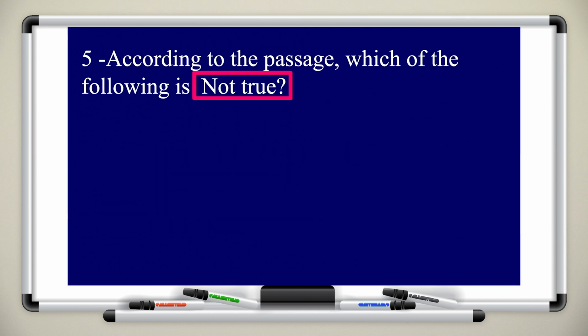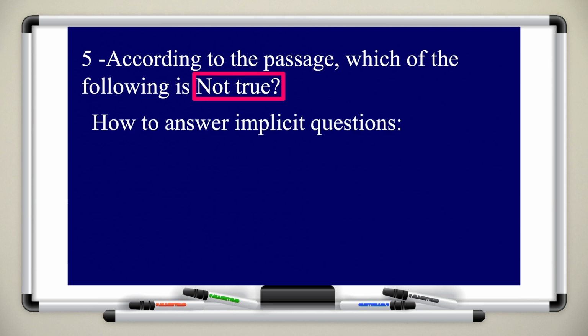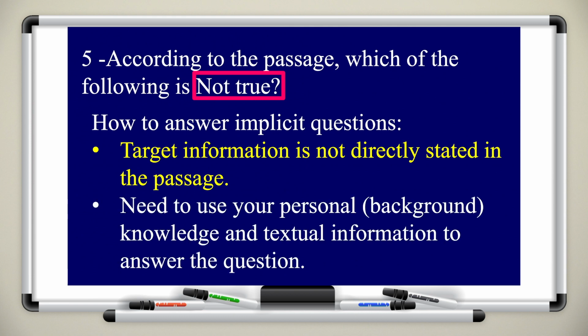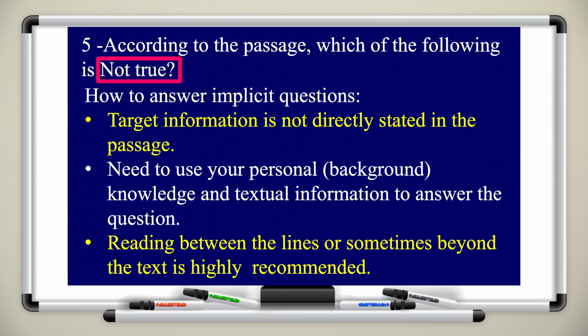Question number 5. According to the passage, which of the following is not true? Focus here, we want the not true. Now, how do we answer implicit questions? Target information is not directly stated in the passage. Sometimes you need to use your personal background knowledge and the text information to answer the question. Read between the lines, meaning understand the passage.